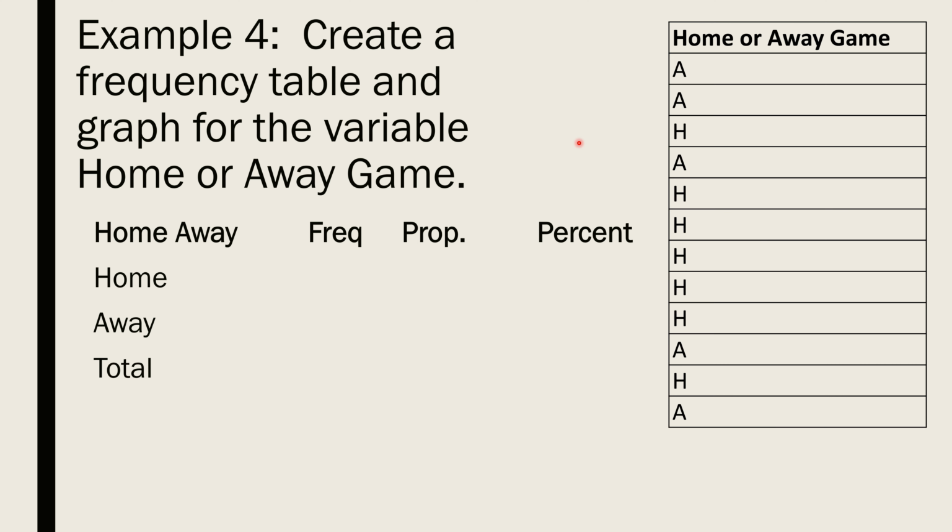Example 4. Create a frequency table and a graph for this dataset. First, let's count home game. There are 1, 2, 3, 4, 5, 6, 7 home games. That's why the frequency for home game is 7.